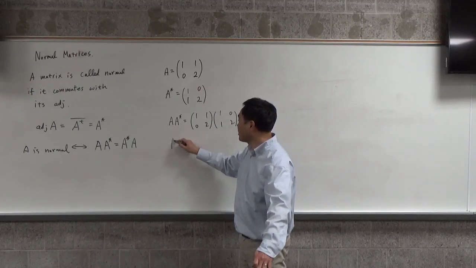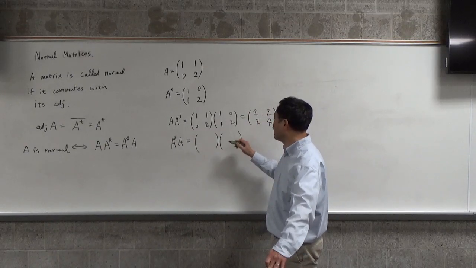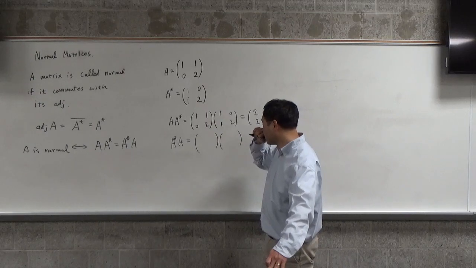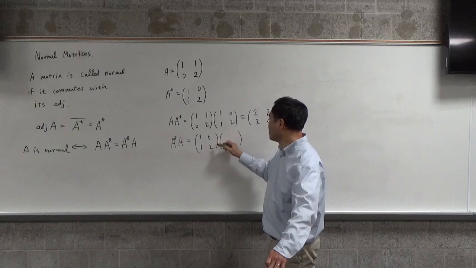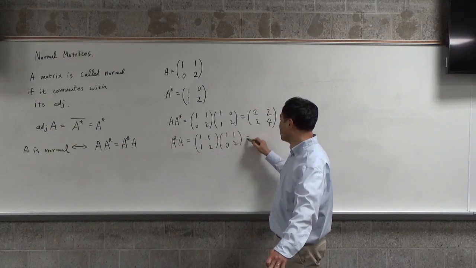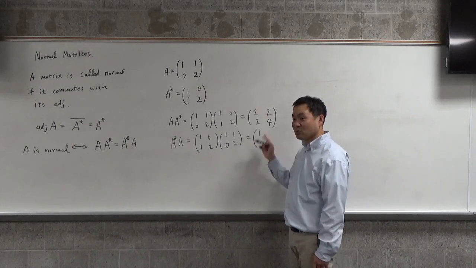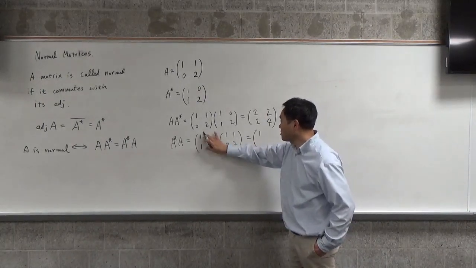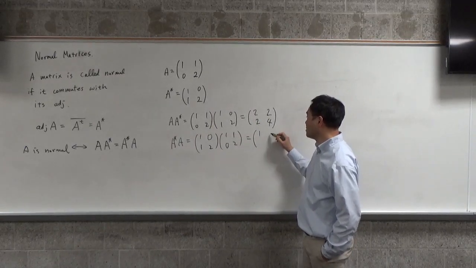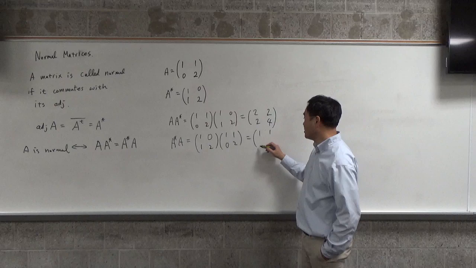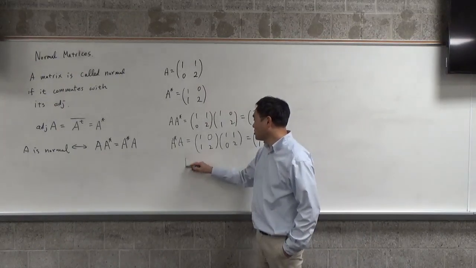And then on the other hand, what's A star A? You have 1, 1, 0, 2, 1, 1, 0, 2. Oh, so it's not normal, because if I multiply this, you get 1, and this has 2. So unfortunately, it's not normal. Okay, so it's not normal.